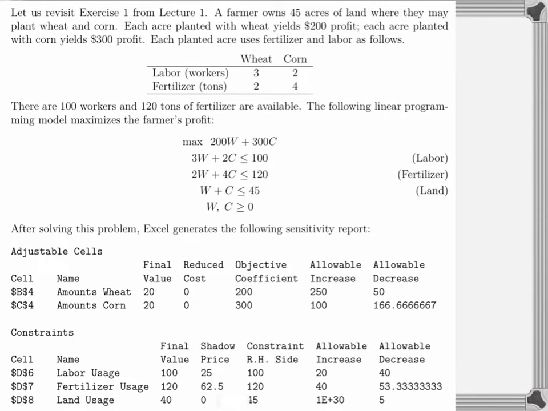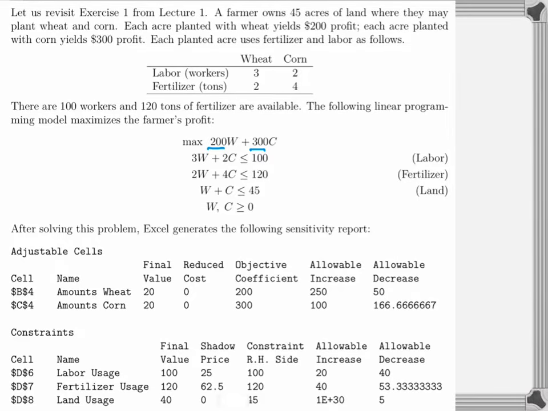This is what I call in class the farmer's problem. So here's a story. The farmer has 45 acres of land where they can plant wheat or corn. So the two variables would be W and C, how many acres to plant with each crop. Now, acres planted with wheat generate a profit of $200, and acres planted with corn generate $300 in profit.